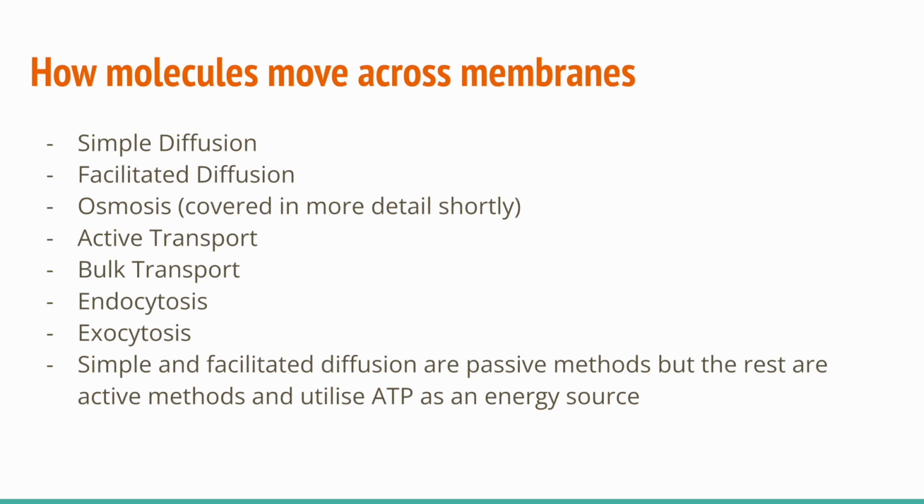Now we can move on to osmosis. Osmosis is the net passive movement or diffusion of molecules from an area of high water potential to an area of low water potential down their water potential gradients across a partially permeable membrane. Osmosis is only applicable to water. We cover osmosis in a bit more detail shortly in a few slides.